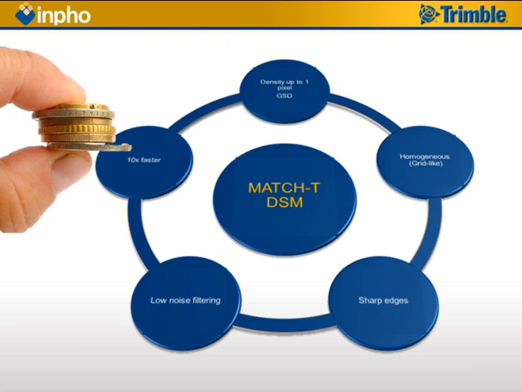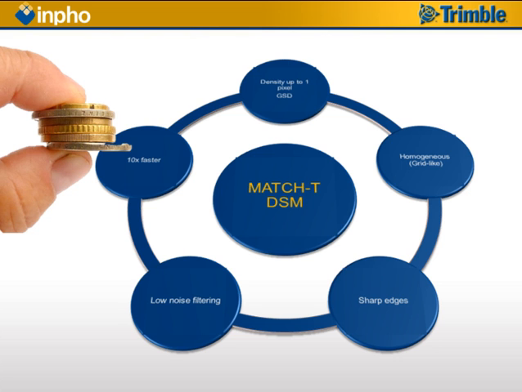On this slide, I tried to highlight only the 5 most important points in this new MatchT release. Starting with that, we now create a density of up to 1 pixel ground sample distance. This means that if you have a camera that is able to capture images at a ground sample distance of 5 centimeters, you will also get a density for your surface model of 5 centimeters.